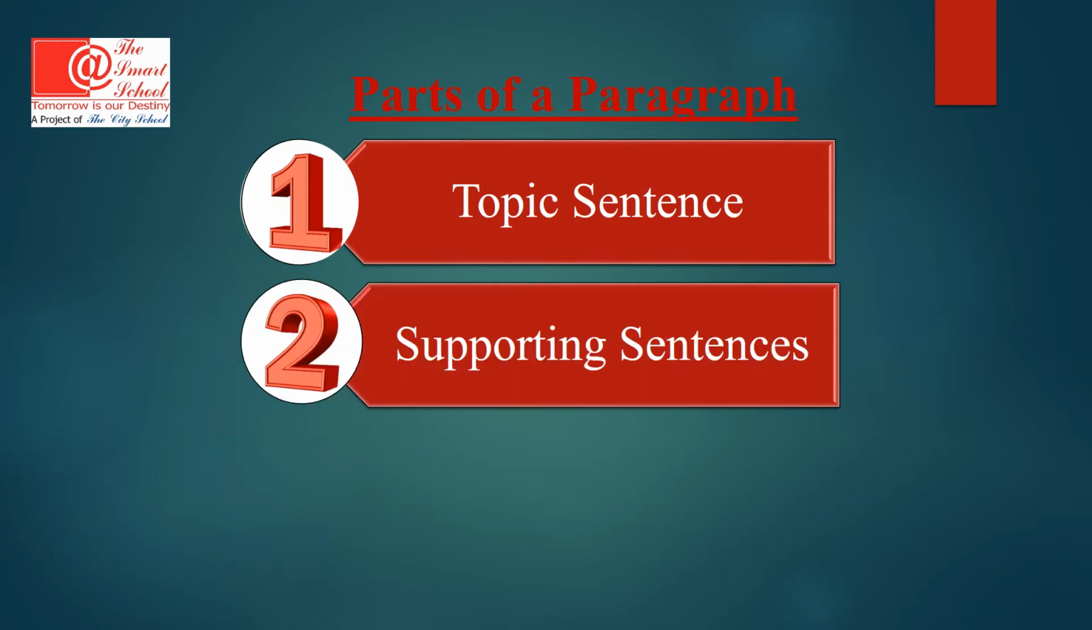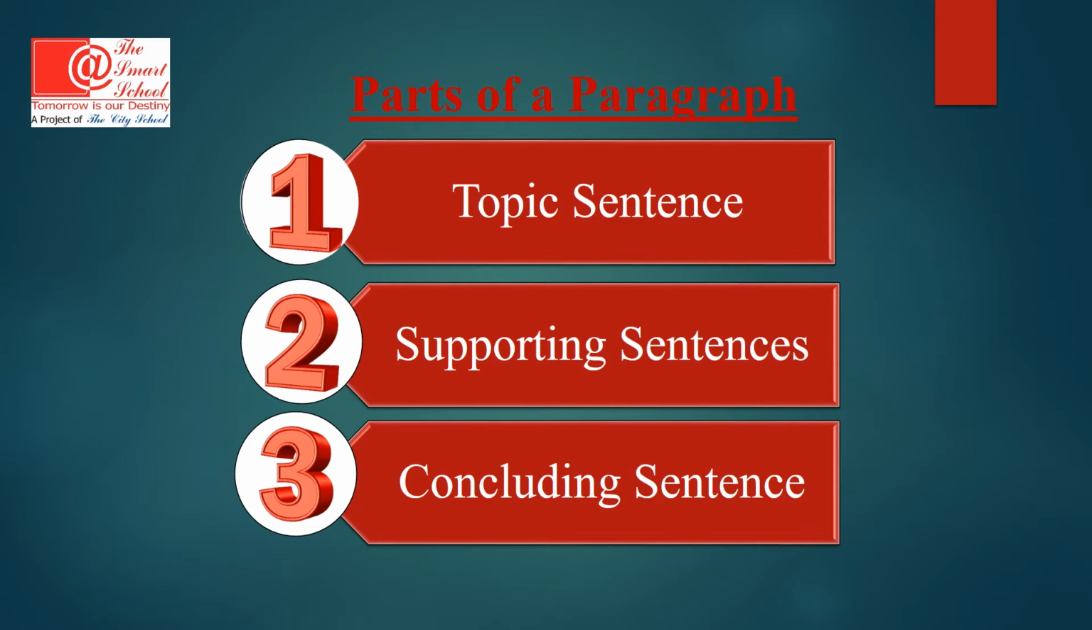Second is the supporting sentences. These are at least 2 or 3 or 4 sentences. They give you more reasoning and more explanation about the topic sentence or the theme of the topic sentence. Now number 3 part of the paragraph is a concluding sentence. The concluding sentence sums up whatever you have said in the other sentences and you take out the result of your whole discussion.